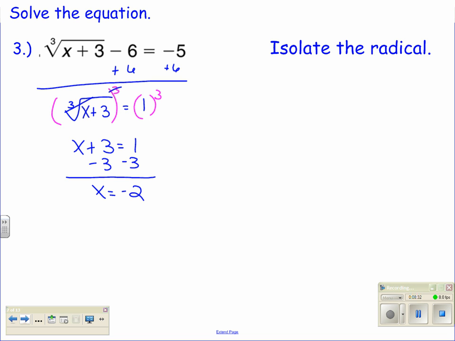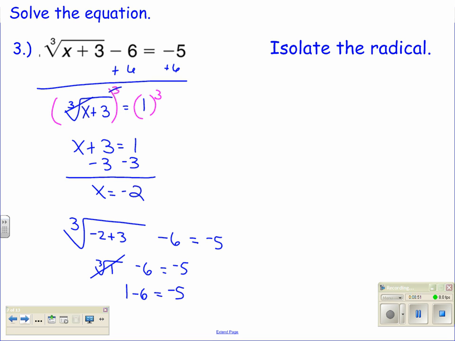If I take that and put that in as a solution, I'm going to have the cube root of negative 2 plus 3, minus 6, equals negative 5. Cube root of 1 minus 6 equals negative 5. Cube root of 1 amounts to 1, so I get 1 minus 6, and negative 5 equals negative 5. I like that solution. x equals negative 2 is our solution.